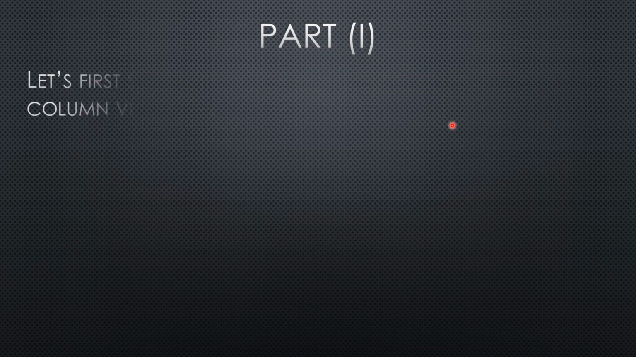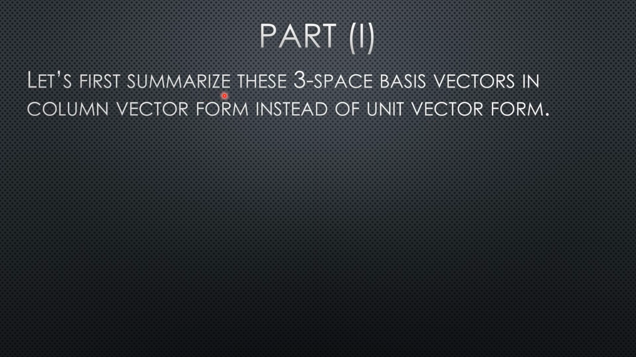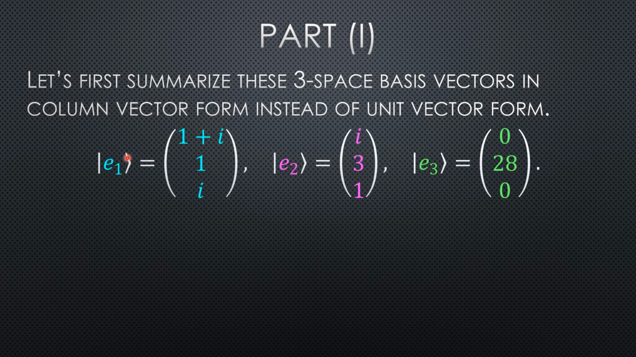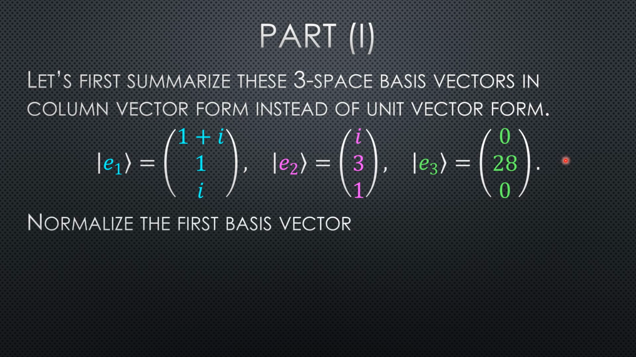So part one, let's go ahead and summarize the three space basis vectors in column form instead of the unit vector form for the i, j, k. Recall then, the E1 they give us was 1 plus i in the first component, 1 in the second, i in the third, so i hat, j hat, k hat. Redo this for all the other ones, and we'll color code them to make it easy to see and follow along. Now from here, the first step that we had to do was to normalize the first basis vector.